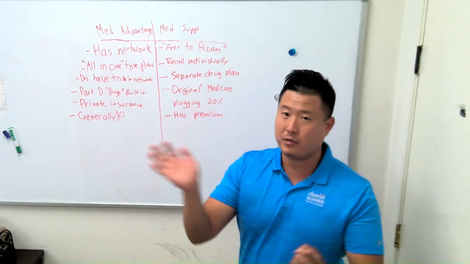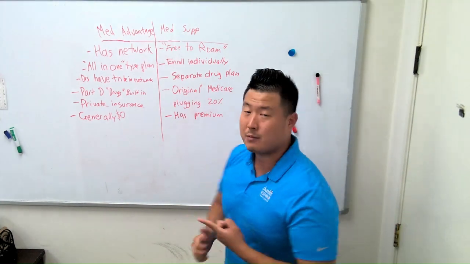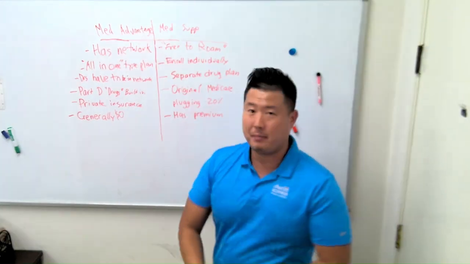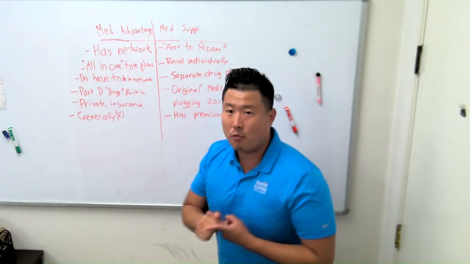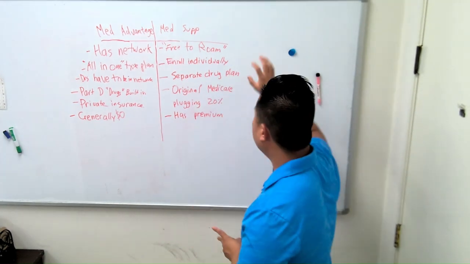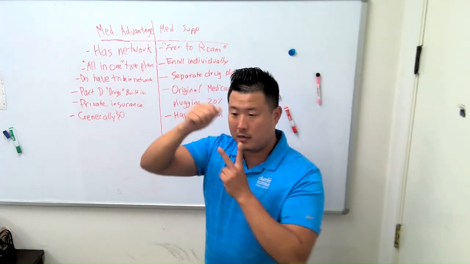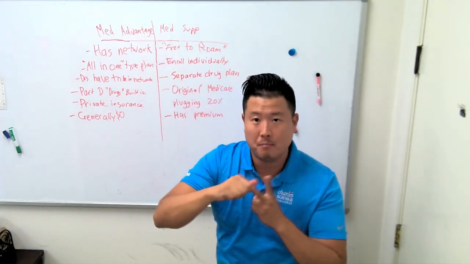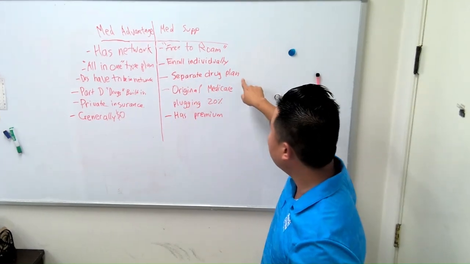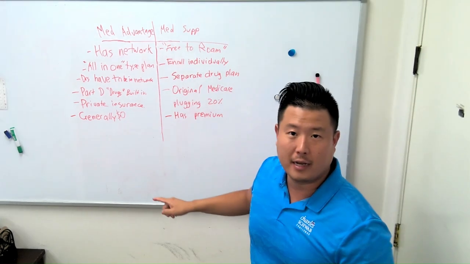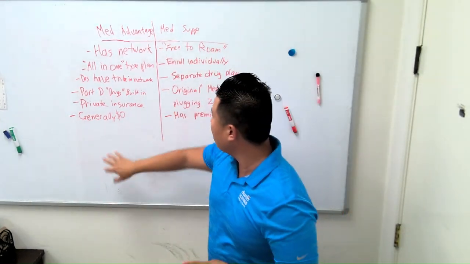So like I mentioned, there's a premium for Part B. You have to explain that to them. You have to explain that there's a Part B premium. There's an additional premium for the Medicare supplement plan. So there's Part B, there's a Medicare supplement premium, and then you have to get them a separate drug plan, okay? So it's not all inclusive like this one.